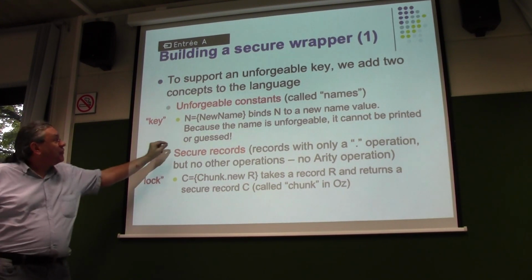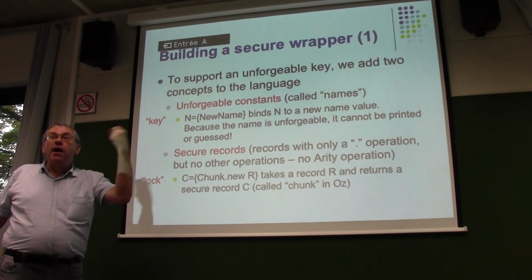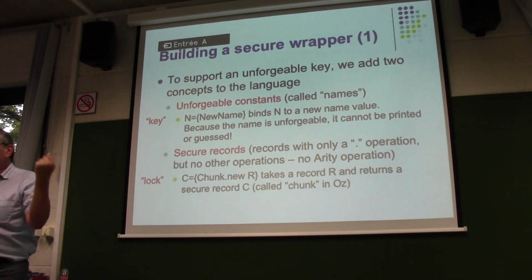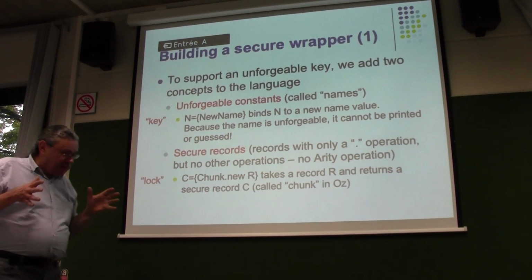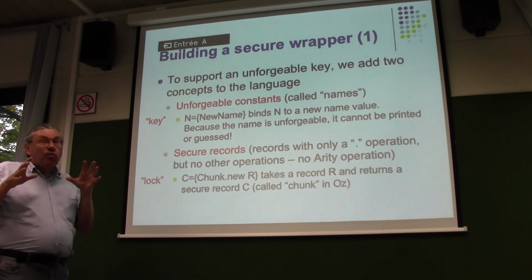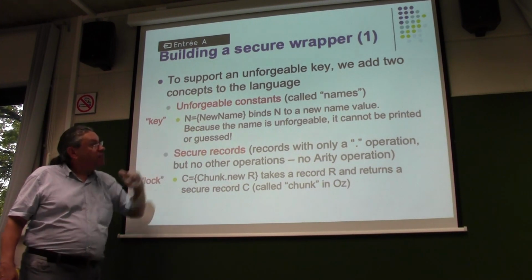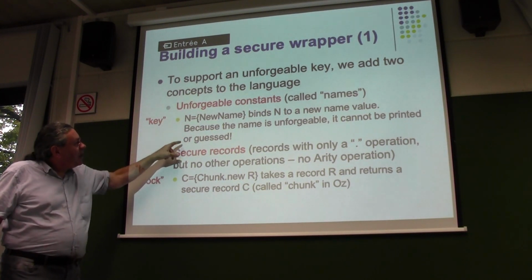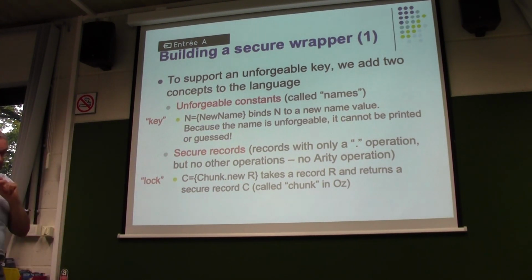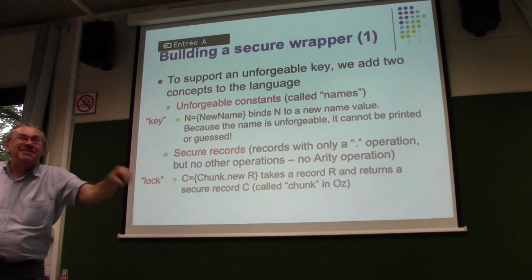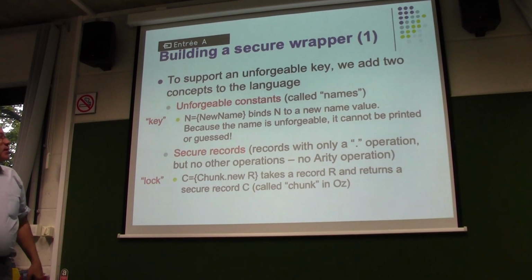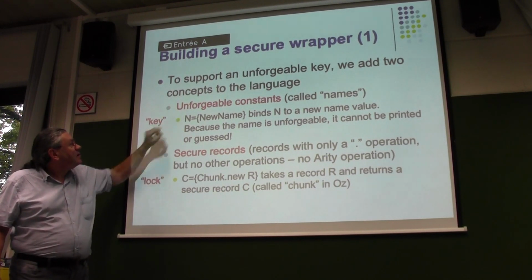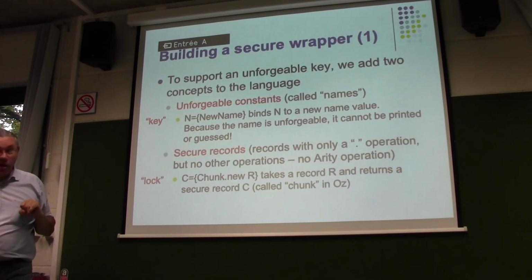That means it cannot be guessed. A program cannot try out strings, for example. A name is not a string, okay? It's not an integer. It's a new kind of constant that is not creatable except by new name. And each time you call new name, you get a new one, okay? So it's unforgeable. The only way that a program can know the name is if some other program gives it the name. There's no way to guess it. So this totally guarantees that it's unforgeable. You cannot guess it.